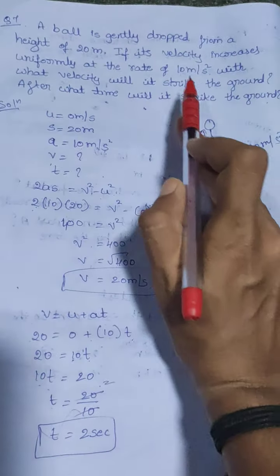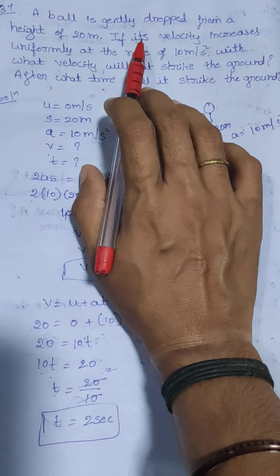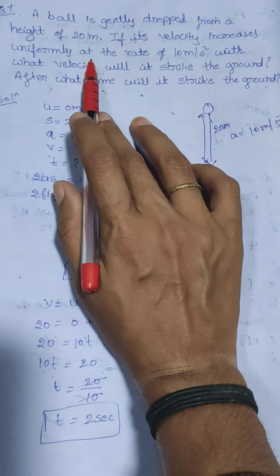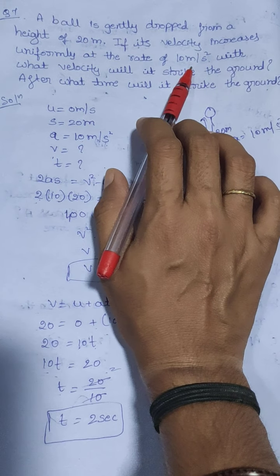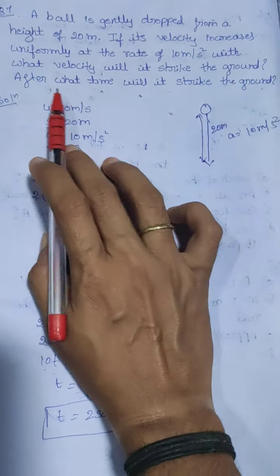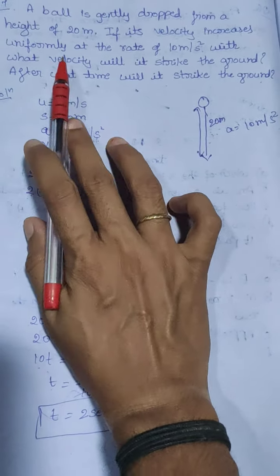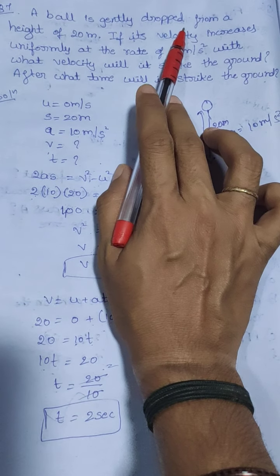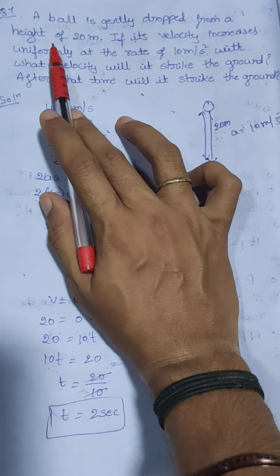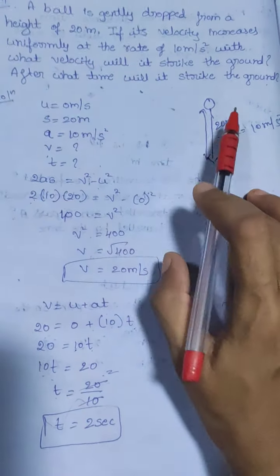So next question, 7th one. A ball is gently dropped from a height of 20 meter. If its velocity increases uniformly at the rate of 10 meter per second square, with what velocity will it strike the ground? After what time will it strike the ground? So here a ball is gently dropped from a height. That height is 20 meter.